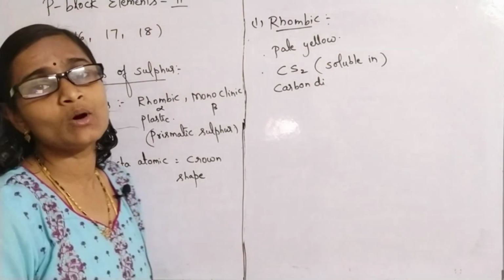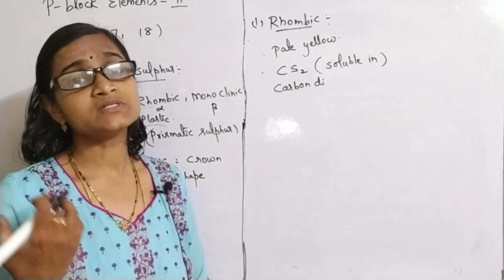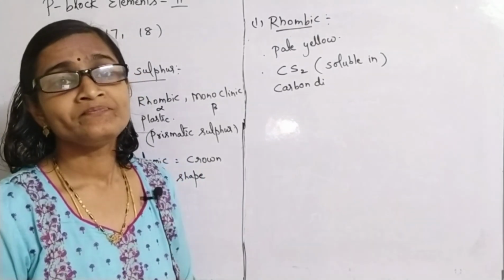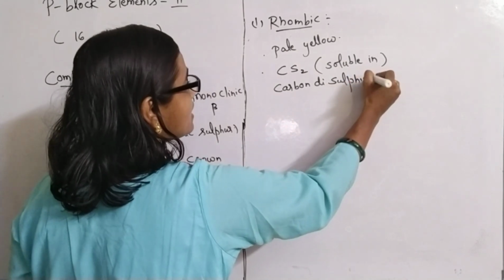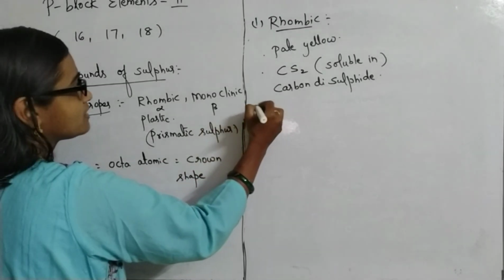Generally, not only rhombic, all types of sulfur are insoluble in water, because water is a polar solvent, whereas it is soluble in carbon disulfide. CS2 is an organic solvent. And generally you will find it has a high melting point, 385.8 K. Melting point of rhombic sulfur is what?